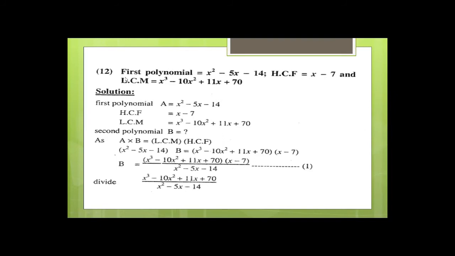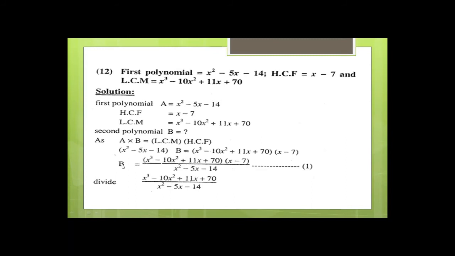It is given in the question, and the LCM is also given in the question, that is x cube minus 10x square plus 11x plus 70. We have discussed this equation in the previous slide also: the first polynomial multiplied by the second polynomial is equal to LCM into HCF. So we have to find the second polynomial. So a will change its side and become divide.